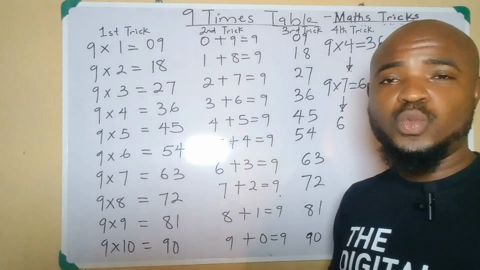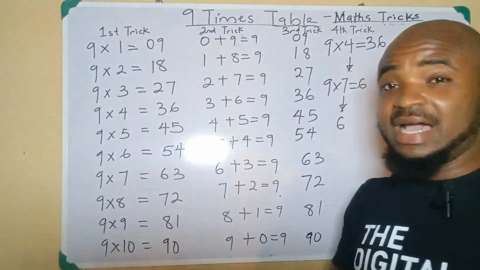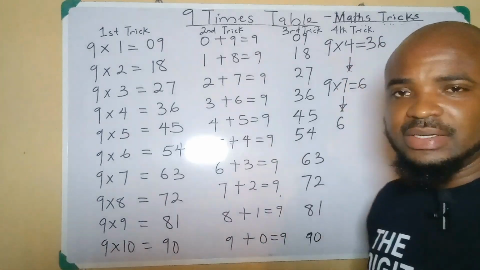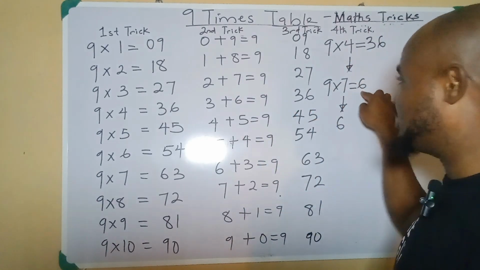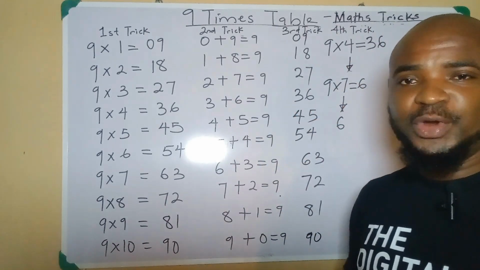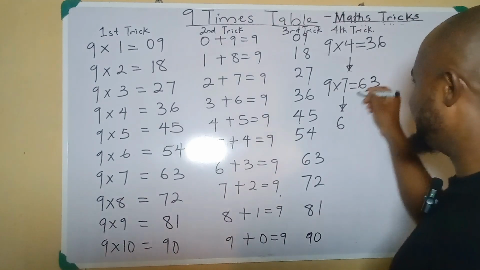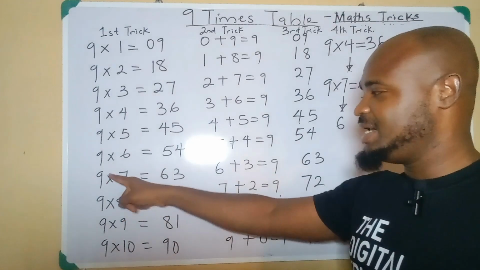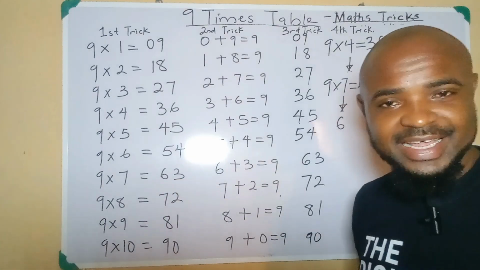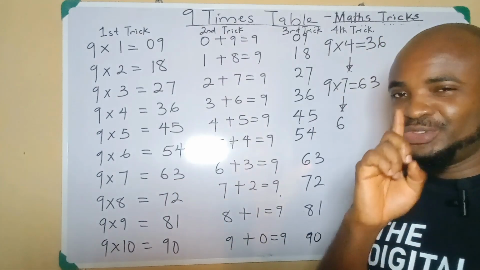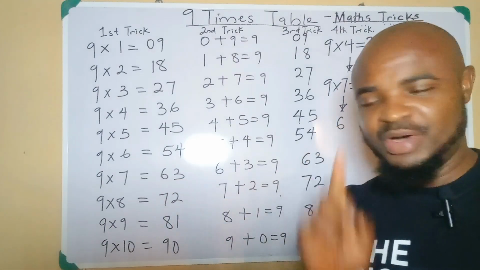That means 6 will form one of the digits for my final answer. So just like we did here, I will take away the 6 I've written here from 9. And what do I have? 3. 9 minus 6 will give me what? 3. And that is 9 times 7. You can check it here. 9 times 7 is what? 63. Should I do one more? Yes, I will do just one more before we go.